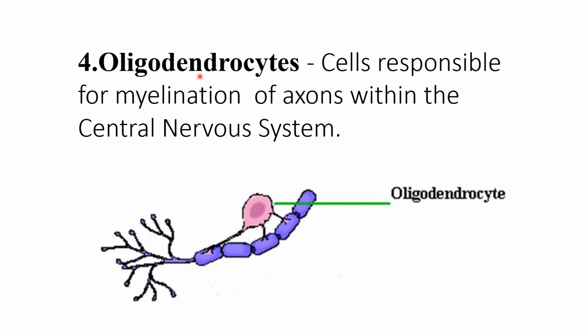The fourth type is oligodendrocytes. These are the cells responsible for myelination of axons within the central nervous system. This is the structure of oligodendrocyte.